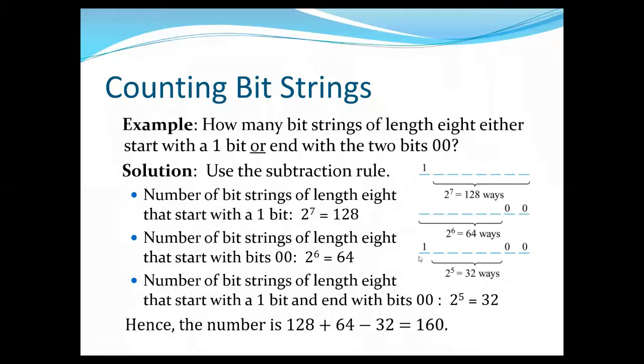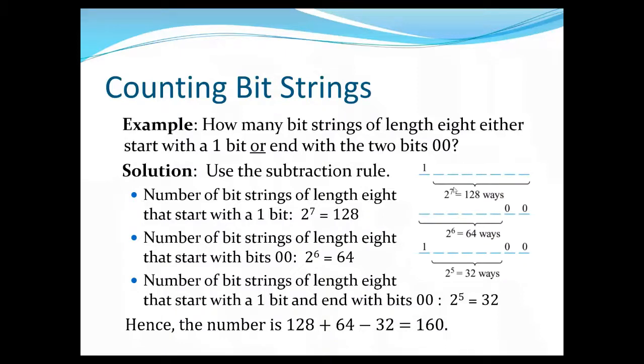And for strings that start with 1 and end with 00, removing the first digit and the last 2 digits, we only have 5 positions left. So we have 2 raised to 5, 2 times 2 times 2 times 2 times 2, or 32 ways for the pattern where the string starts with 1 and ends with 00.